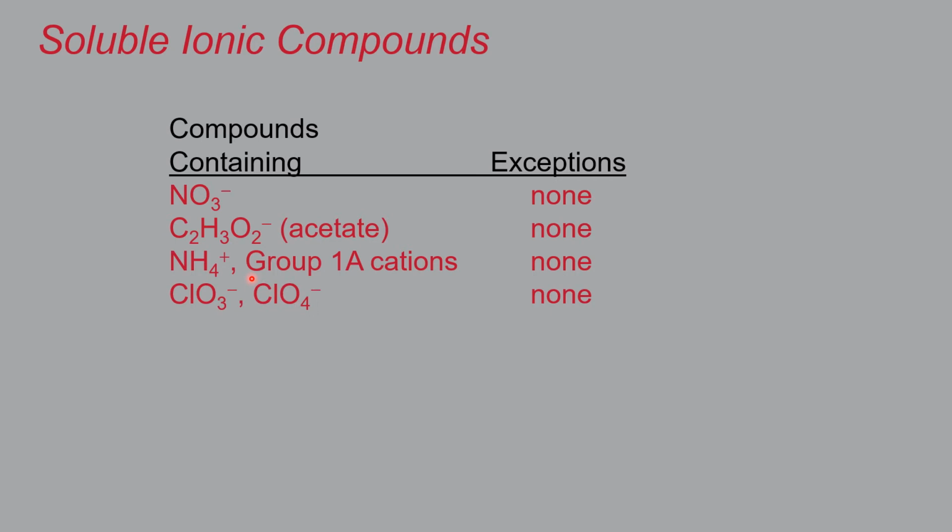And also, a couple more, also from your polyatomic ion list, perchlorate and chlorate. If those are the anions, no matter what the cation is, they will also be soluble. And now it gets a little more complicated.